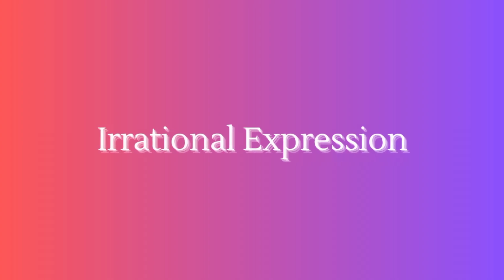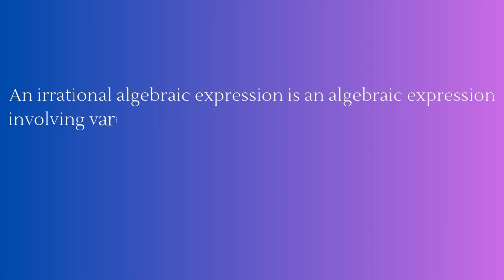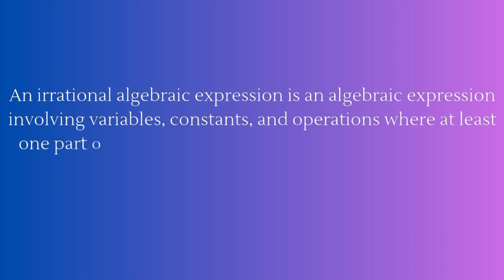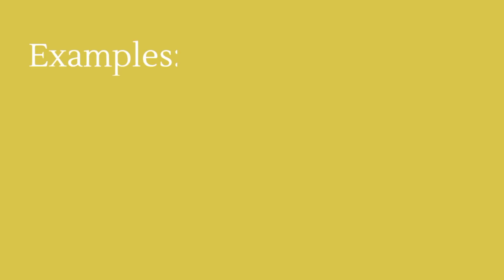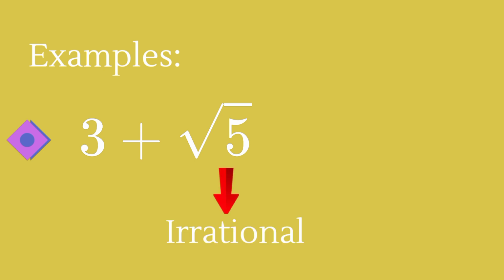Now, let's talk about irrational expressions. An irrational algebraic expression is an algebraic expression involving variables, constants, and operations where at least one part of the expression includes an irrational number. This can be due to the presence of irrational constants, irrational roots, or operations that result in irrational numbers. For example, 3 + √5. The term √5 is irrational. The sum 3 + √5 is therefore an irrational algebraic expression because the irrational component √5 remains in the expression.